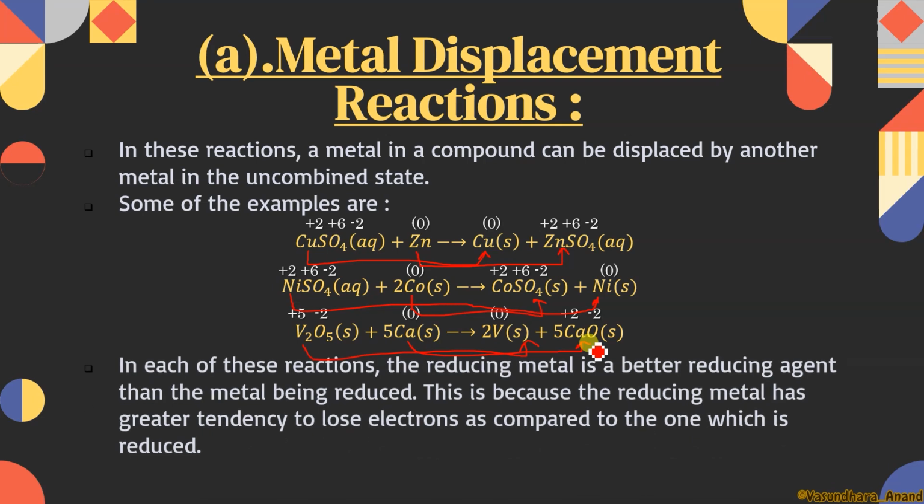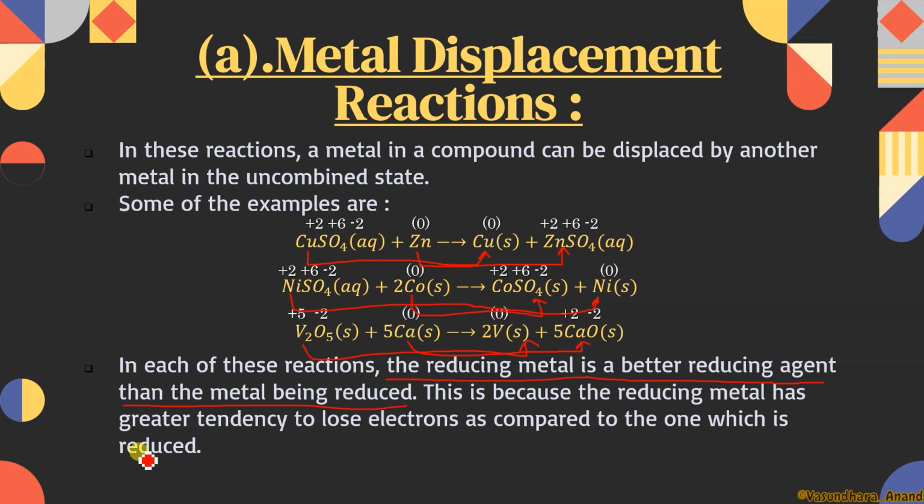In each of these reactions, the reducing metal is a better reducing agent than the metal being reduced. Are you getting what I am saying? The reducing metal, the metal which is reducing, is a better reducing agent than the metal being reduced, that's why it is displacing. This is because the reducing metal has a greater tendency to lose electrons as compared to the one which is reduced. The reason you will understand in class 12th electrochemistry.